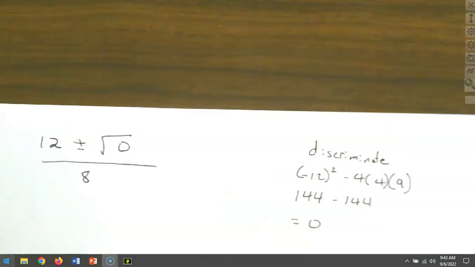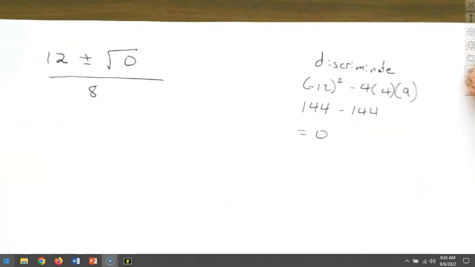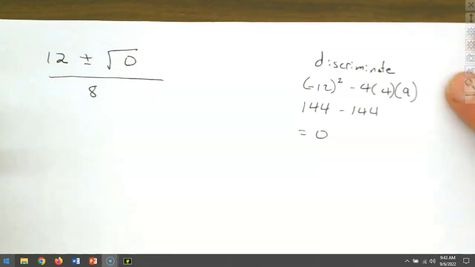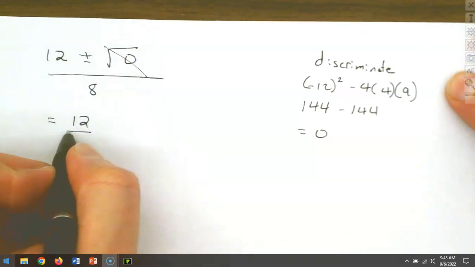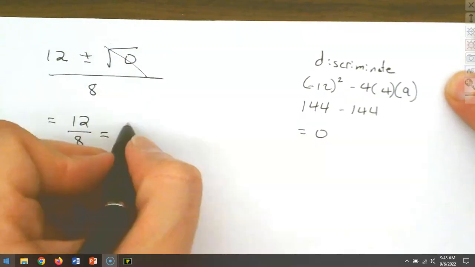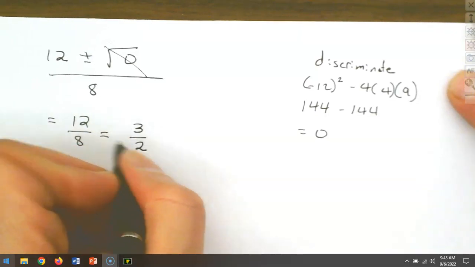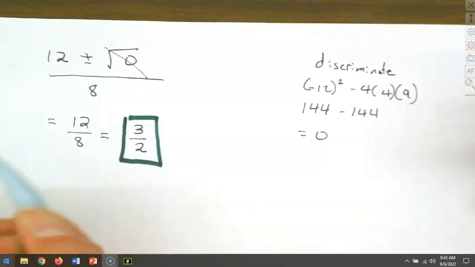How do we finish it? Well, this one's actually easier than some of the others because we know the square root of 0 is 0. So that's gone. We don't even have to worry about it. So what is then left over? If that's gone, then we're left with 12 over 8, and that reduces down to 3 over 2. And why do we have one solution? Because our discriminant was 0.